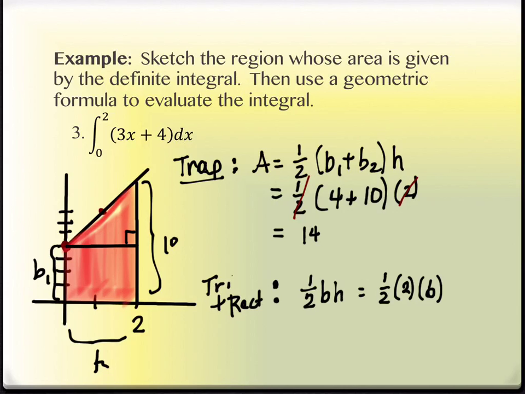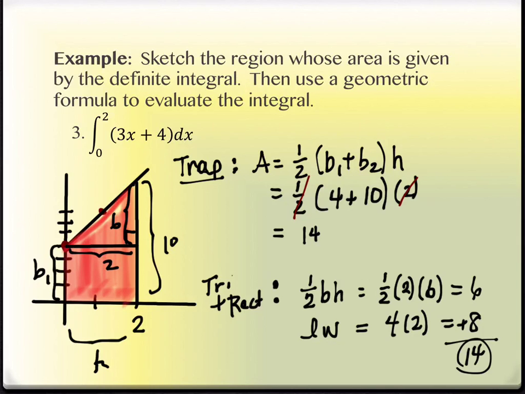So this piece right here is 6, and this piece is 2. Obviously, it's not drawn to scale. Agreed? Yep, and then we would need our rectangle. So what's the area of the rectangle? Length times width, which is 4 times 2. So on the first one I got 6, on the second one I get 8, and if I add them together I get the 14. So 2 different ways to think about this particular shape, trapezoid or triangle and rectangle.